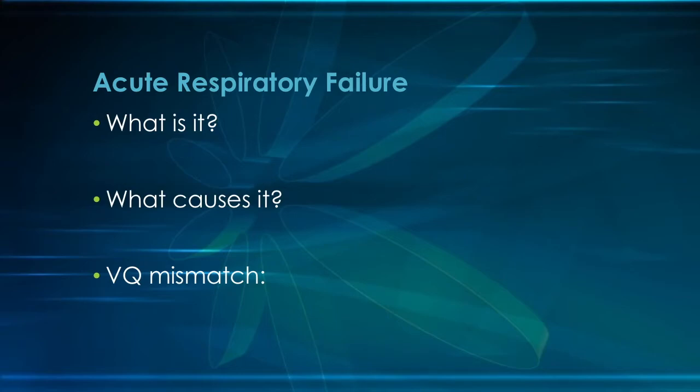The VQ mismatch, this is kind of interesting. VQ actually means ventilation and perfusion, even though Q doesn't really equal perfusion. That's what VQ means. So in acute respiratory failure and acute respiratory distress syndrome, you're going to see what we call a VQ mismatch, or ventilation and perfusion. This is when our mechanisms for ventilation and perfusion are impaired.